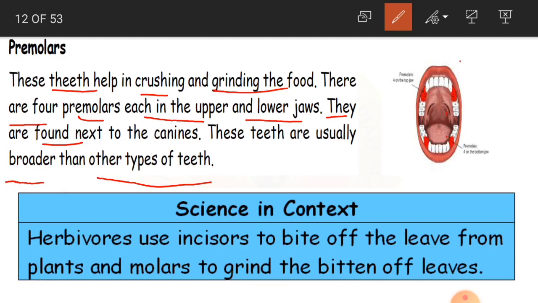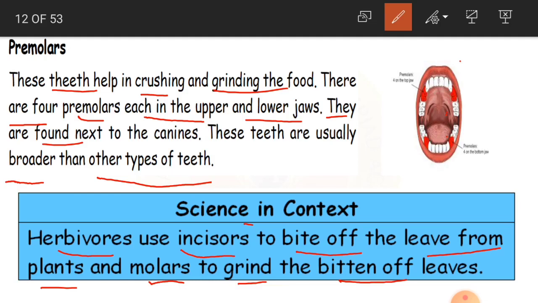Okay, children. And science in context, what is that? Herbivores use incisors to bite off the leaf from plants and molars to grind the bitten off leaves. So herbivores are what, children? Herbivores are the living things which eat only plant food, animals like goat, cow and all that. And they use incisors.